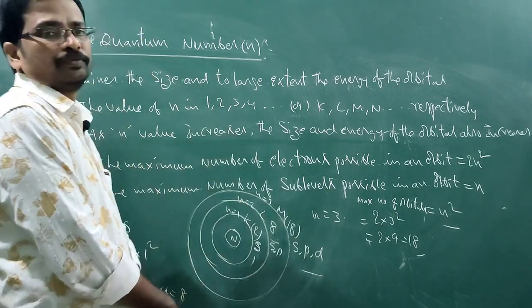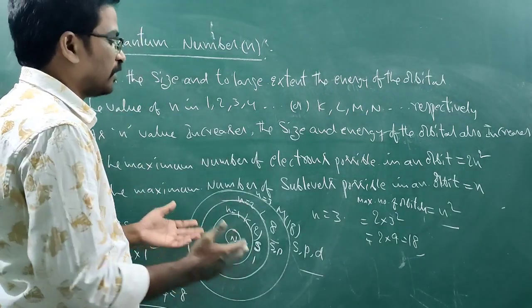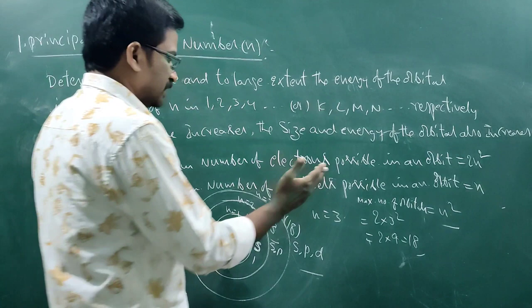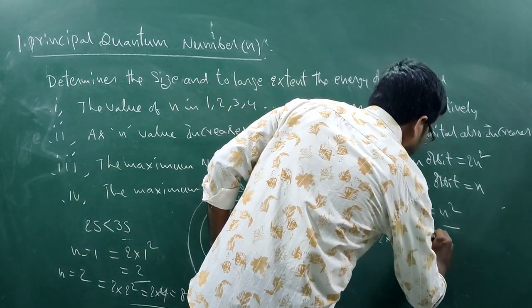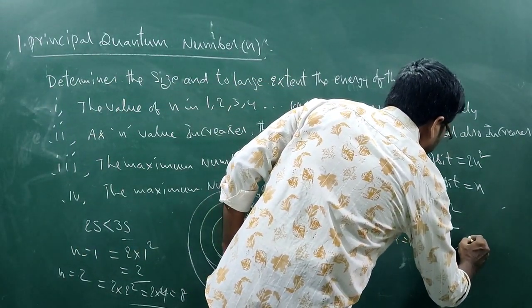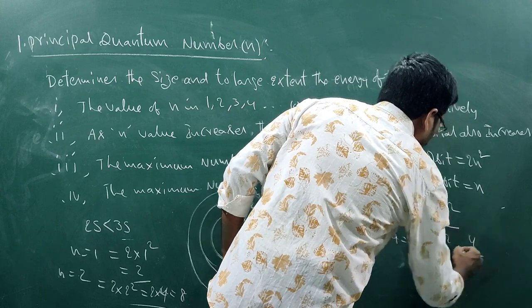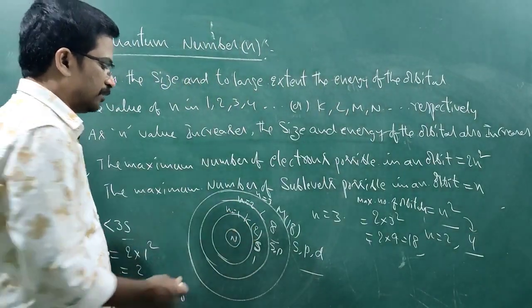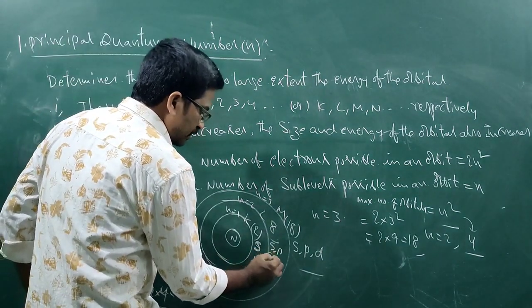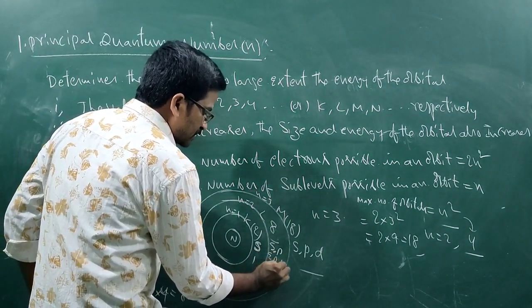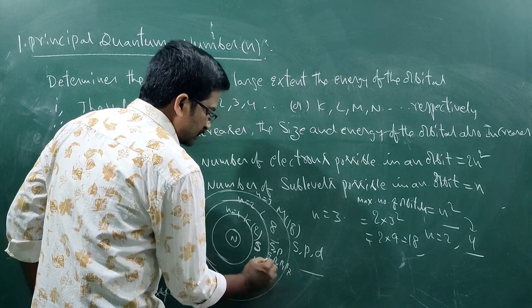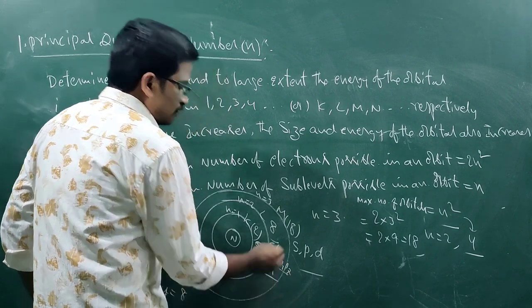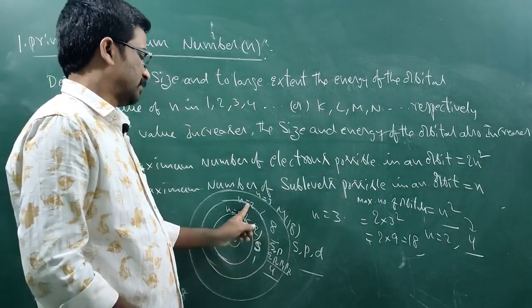Whereas for n is equal to 2, the number of possible orbitals is n square, which means 2 square, 4. Here the orbitals are the s orbital and the p orbitals px, py, pz. The total of 4 orbitals are possible.